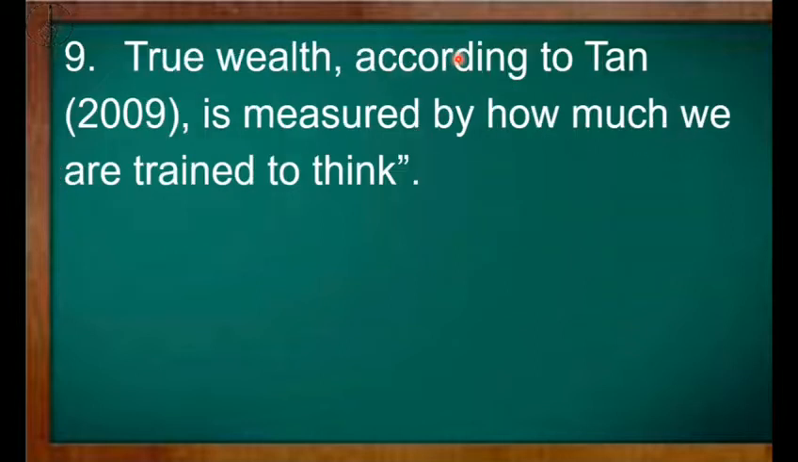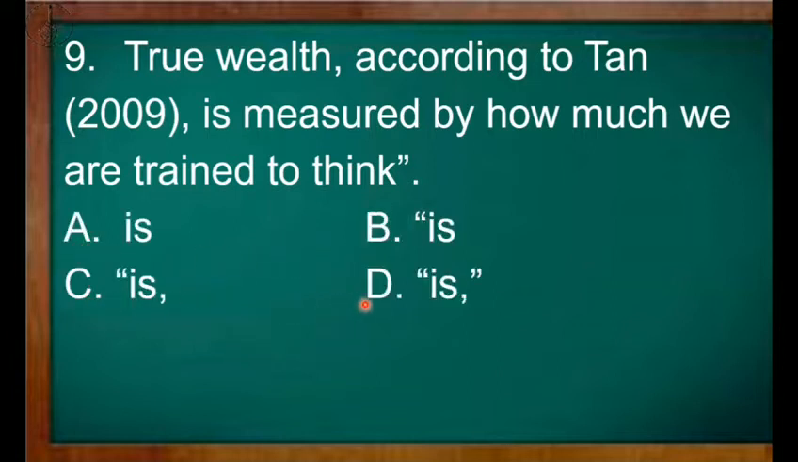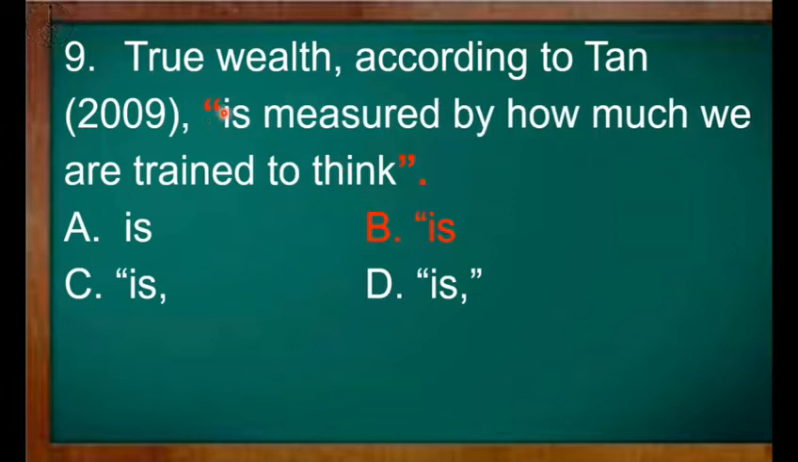Okay, number 9. True wealth, according to Tan, 2009, is measured by how much we are trained to think. Okay, now the answer is, here are the following options. Option A, option B, option C, and then option D. And then if we are going to analyze carefully the sentence, the answer should be option B. It should be like this. We have quotation mark here. It's measured by how much we are trained to think. And then quotation mark and then period.